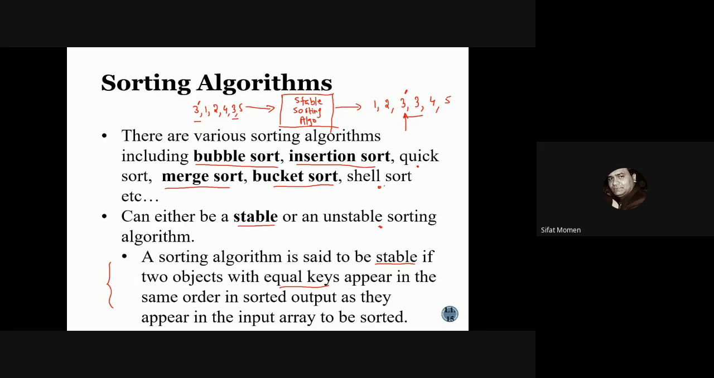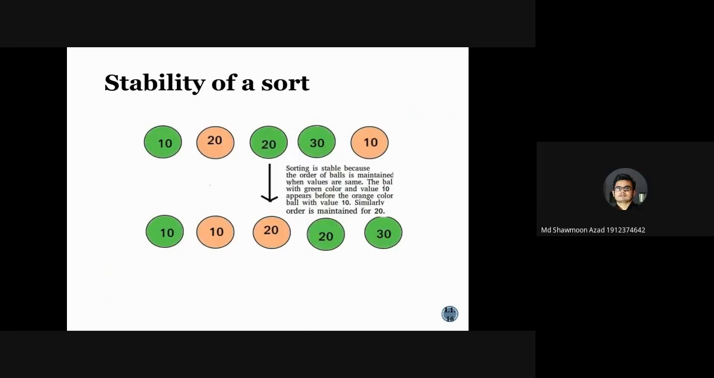All right, are we clear, Nakina? Is that okay? Yes, sir. Okay, here's an example. I think it's a very pictorial example, very nice example. Okay, so say we have got, this is the input sequence 10, 20, 20, 30, 10.